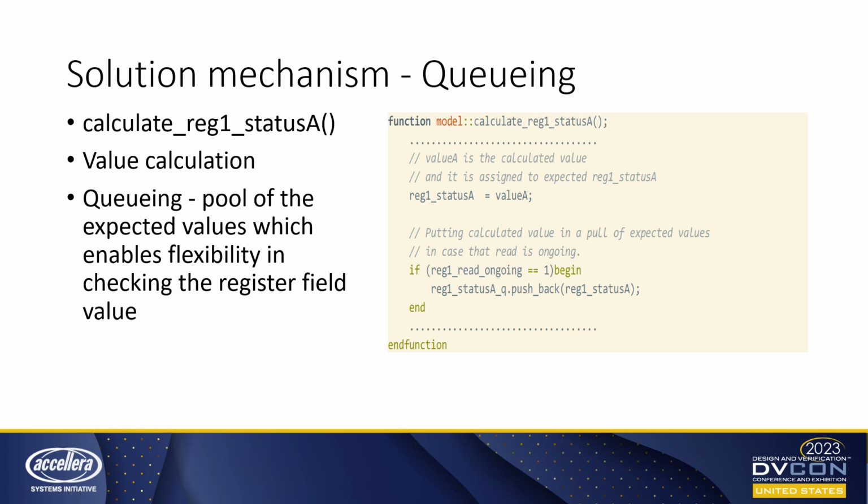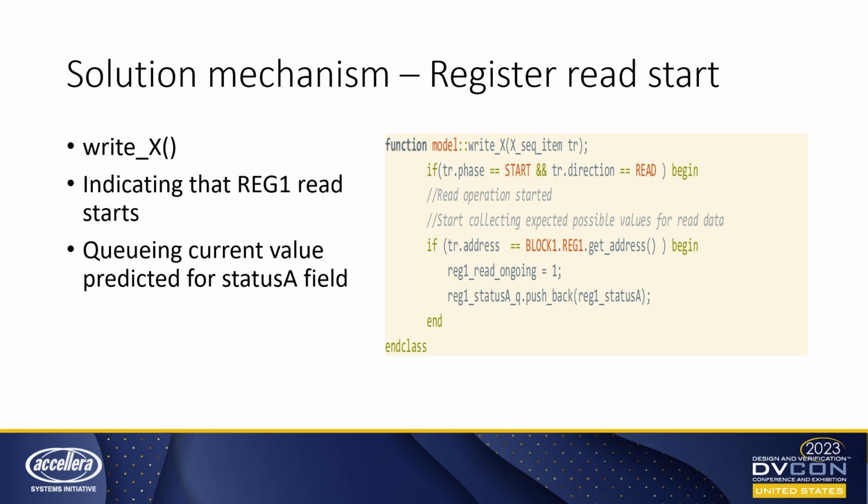Calculation itself is triggered by an event defined in the specification for the specific register field. Once triggered, it calculates the expected value for that register field and afterwards stores it in reg1 status A, a variable that is part of our solution mechanism. And that's something we usually do. In addition to that, it also pushes the predicted value to the queue, reg1 status A queue, but only if the reading is ongoing. Registers are accessed using protocol X.